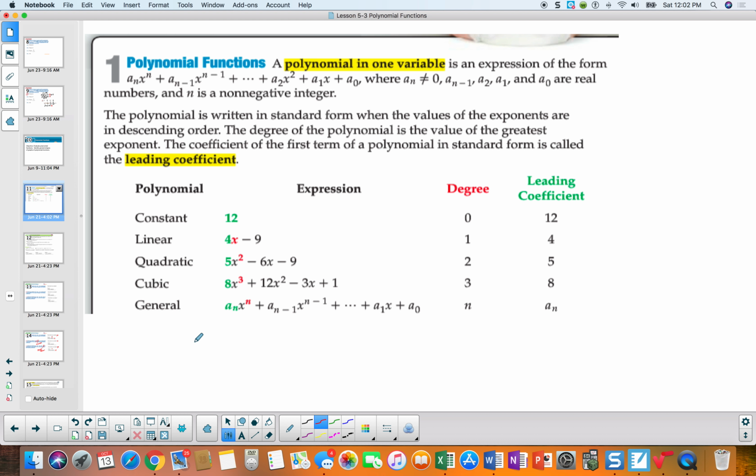So here is an example of some polynomials, and I also want to introduce a new word called leading coefficient. So for a constant, that's the degree 0, because x to the 0 power, since there are no x's, and the leading coefficient is 12. For a linear, you're looking for the highest power of x, which is x to the first degree, and the number being multiplied to that x to the first degree is 4. We call that the leading coefficient. Quadratic, the degree is 2, that's the highest power, and the number being multiplied to the x squared is 5, and so on.